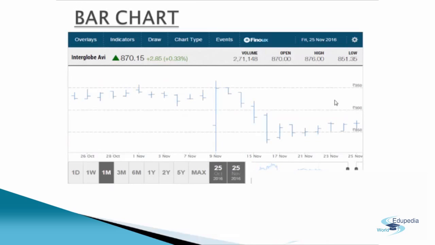Next comes the bar chart. So this is how a bar chart looks. Again, it's been taken for Interglobe Aviation, that is Indigo. In a bar chart, you'll be analyzing these kinds of figures. You must be wondering what these bars are over here, so I'll tell you something about them. A bar chart basically allows you to see the price movements in terms of the open price, close price, low price, and high price.